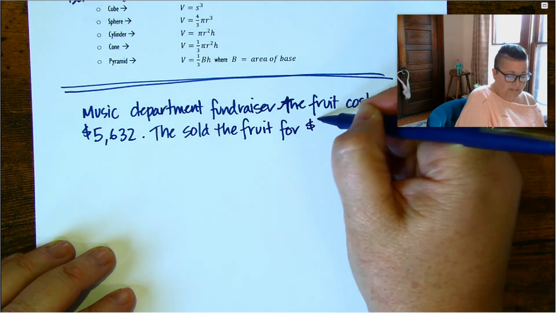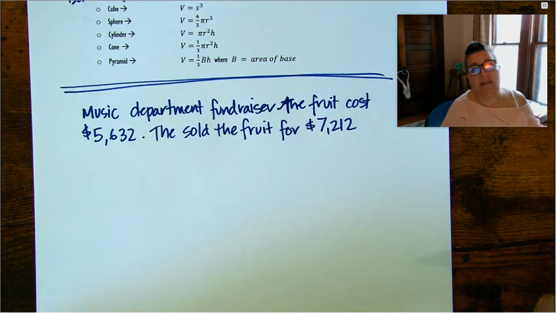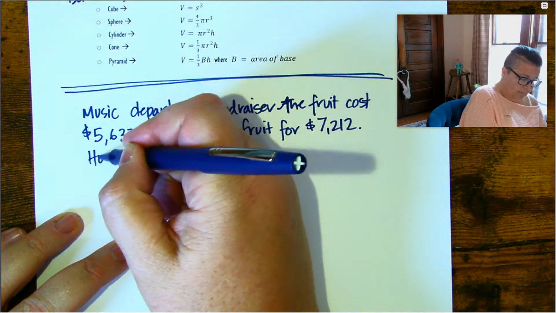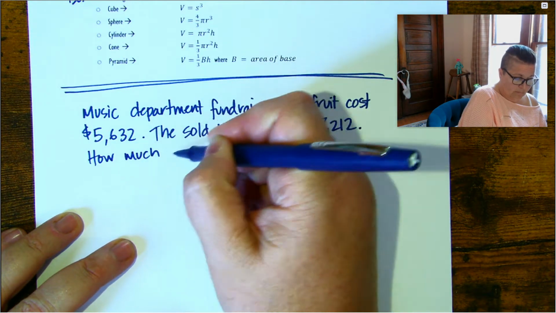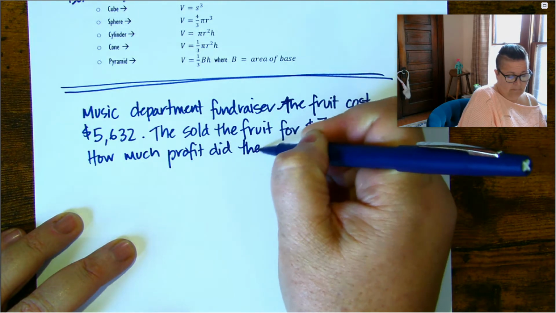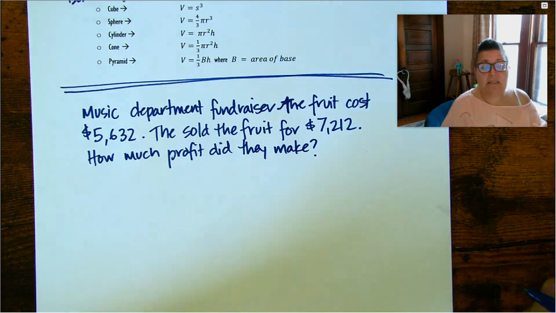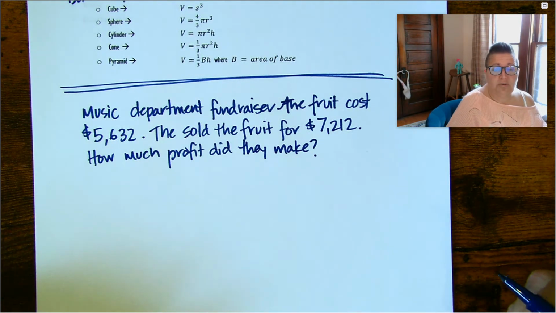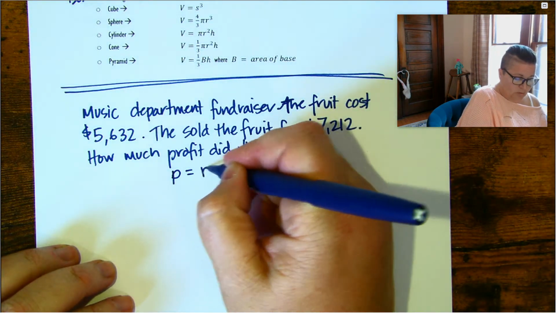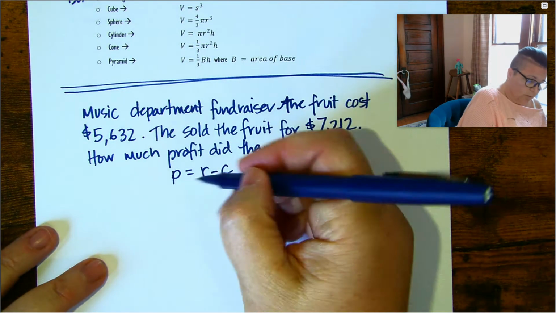They sold the fruit for $7,212. So they managed to bring in $7,212. How much profit did they make? This is a business formula. We're asking you to recognize that the profit would be the revenue minus the cost. The revenue is all the money they brought in. The cost is what they paid for it.